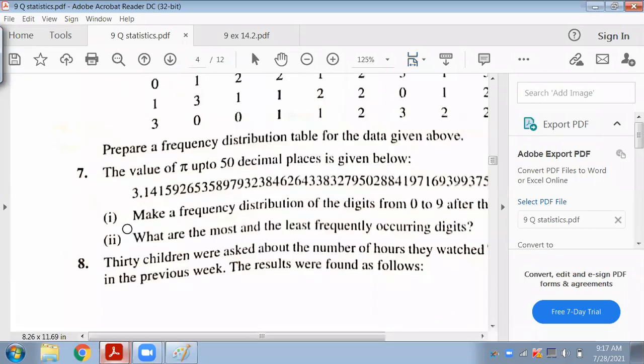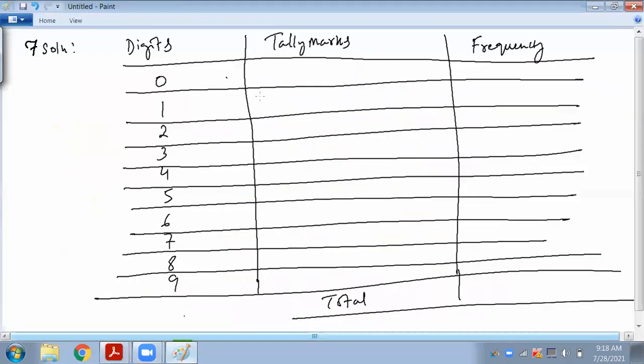So after the decimal point, we are going to start. After the decimal point only, you are going to start. So first cut the digits. The first digit after the decimal point is 1. So you're just going to cut 1, and near 1 you're going to put a tally.